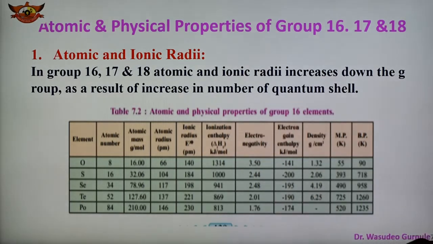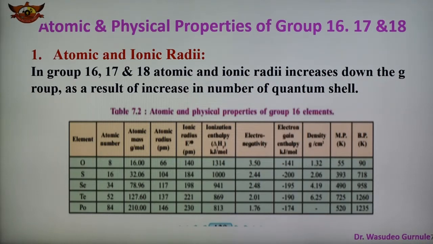As we go down the group, one by one we are discussing all the properties. Melting point and boiling point are also given, and density is given. So the first property is atomic and ionic radii. As we know, what is atomic radius? Atomic radius can be defined as the distance from the center of the nucleus to the outermost shell of electrons. In the case of an ion, it is known as ionic radius.